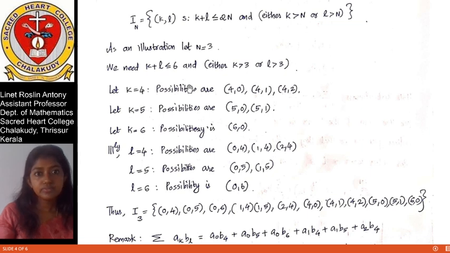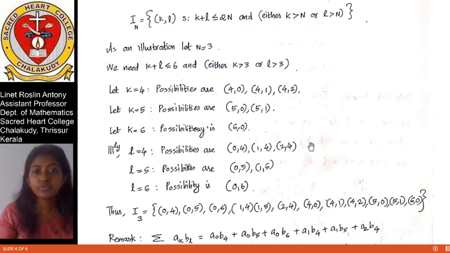When k is 4, what should happen to l? We have possibilities. 4 plus 0 is less than or equal to 6, so 4, 0 is an ordered pair. 4 plus 1 is equal to 5, less than or equal to 6, so 4, 1 is a choice. Similarly, 4 plus 2 is less than or equal to 6, so the ordered pair 4, 2 is a choice. When k is equal to 5, the possibilities are 5, 0 and 5, 1. When k is equal to 6, the possibility is only the ordered pair 6, 0, and we don't have any values for k which satisfy the rest.